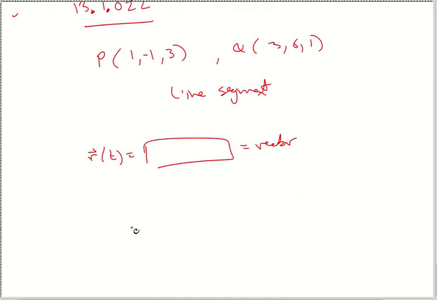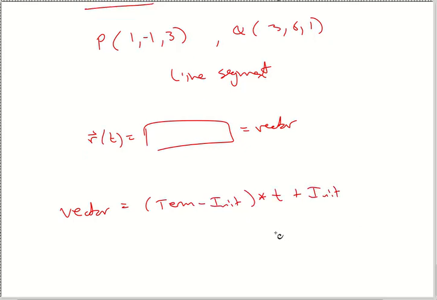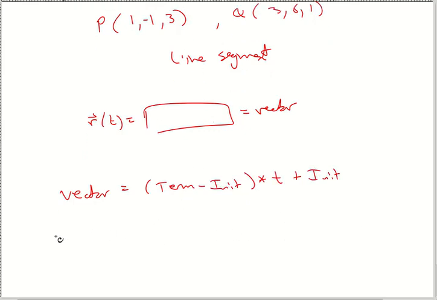So how does this work? Let me give you a formula. That vector answer, I guess kind of like your line, is terminal minus initial times the t plus the initial. This will actually make a straight line, and we're going to do it for each one of these components.